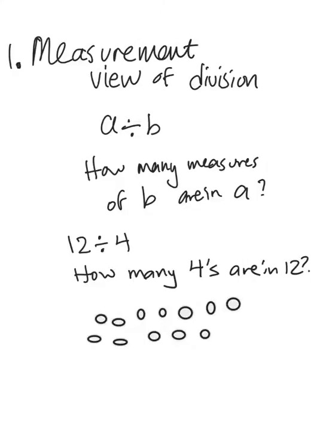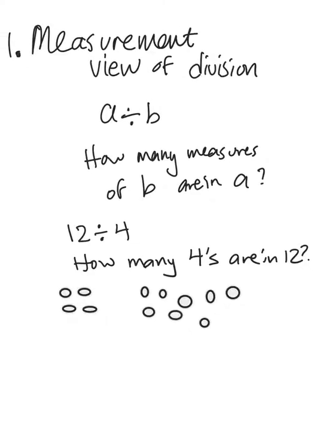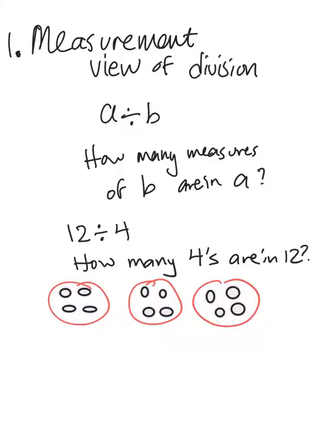And so if I'm looking to find how many groups of 4 are in 12, I can put some things together in groups of 4. There's one group of 4. Here's a second group of 4. And over here is a third group of 4. And so if I go to count my groups of 4, there's 1, 2, 3 groups of 4. And so my answer is 3. That's how many 4s are in 12.